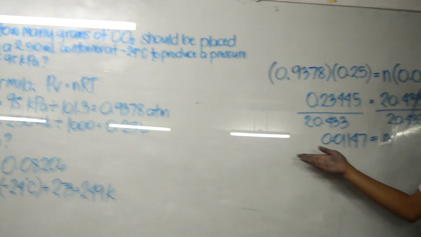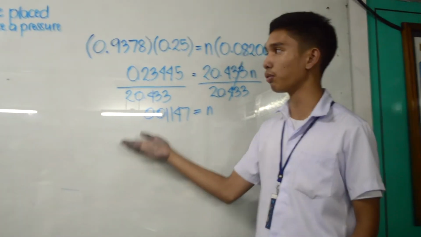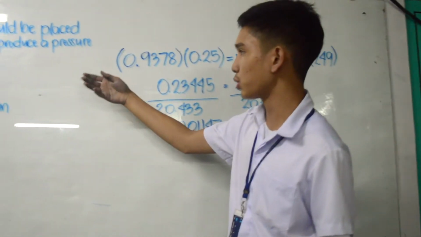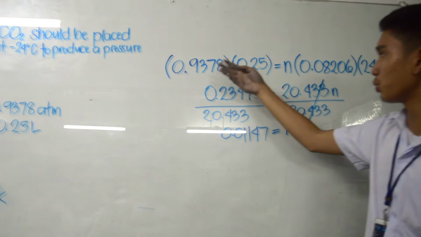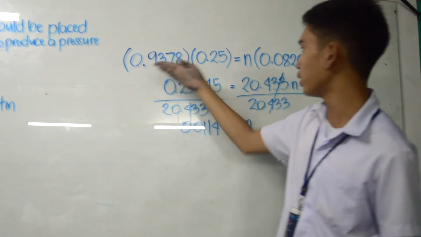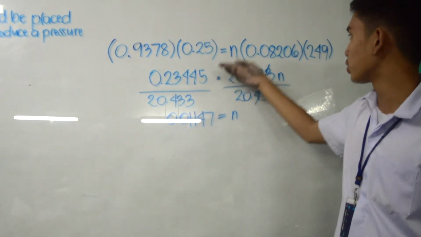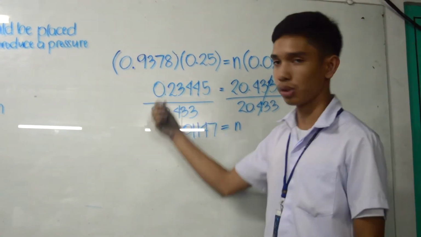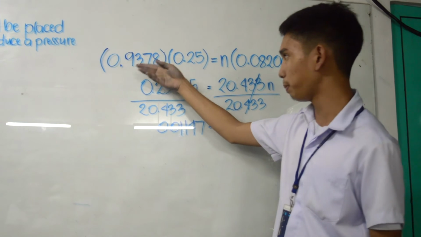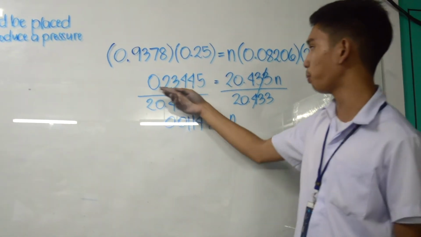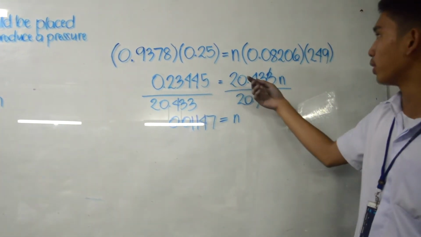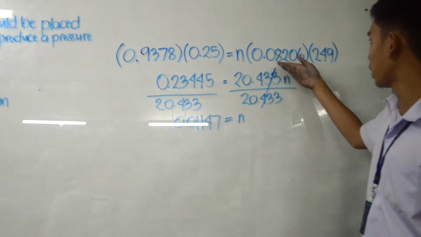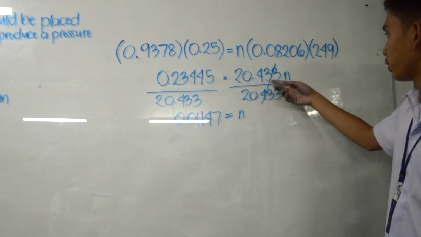The third step is we need to substitute the given information. So we need to substitute P, so P will turn into 0.9378 and V is equal to 0.25 and so on and so forth. Then the fourth step is we need to simplify it. P multiplied by V will be 0.23445, and R multiplied by T is 20.433N.